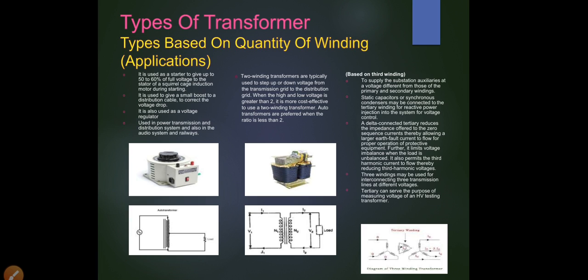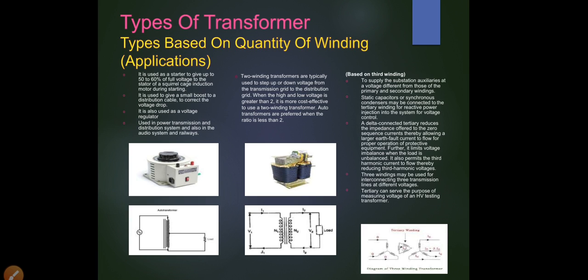And based on the third winding, it is used to supply the substation auxiliaries at a voltage different from those of the primary and the secondary windings, which is for the substations.